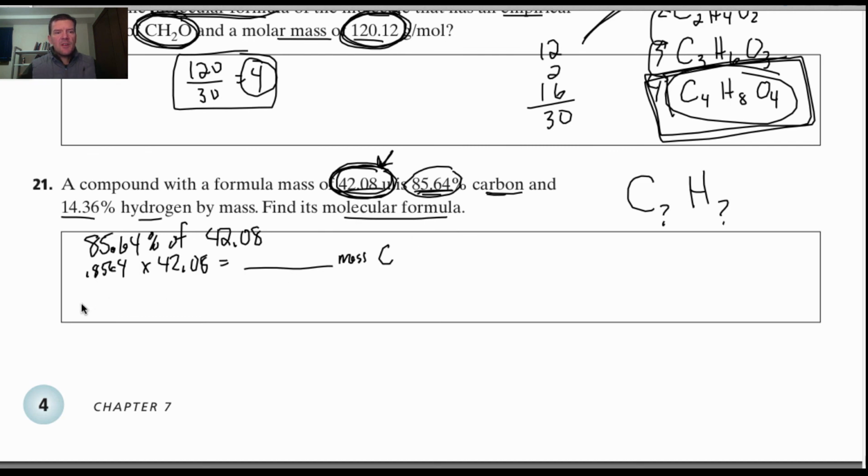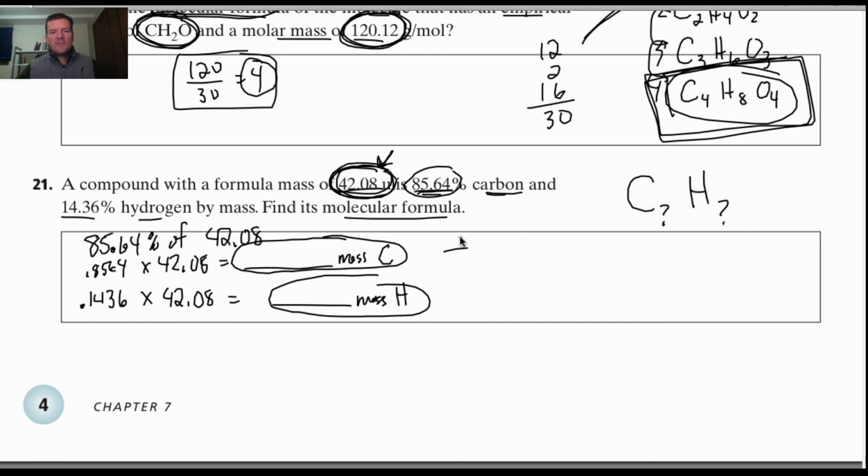Then you're going to do the same thing for hydrogen. Take 14.36% and multiply by the total mass of 42. Then you'll have the mass of your hydrogen. Okay? Now what you want to do, if this is the mass of the carbon, and this is the mass of the hydrogen, you're now going to divide by their molar masses. Divide by 12 for carbon, divide by 1 for hydrogen. And that should give you these subscripts there. If it doesn't, then you have to divide by the smaller of the two to find out some whole number ratios there. Okay?